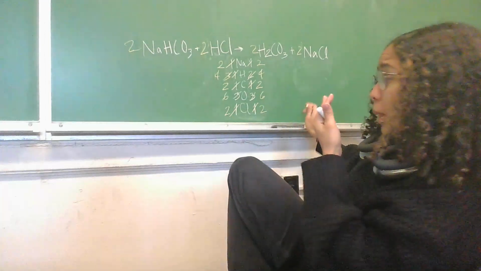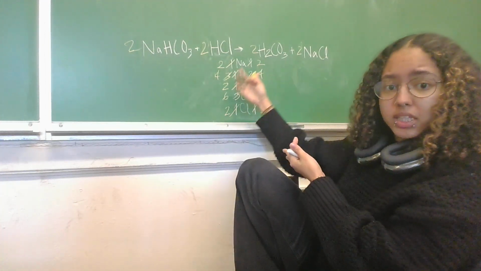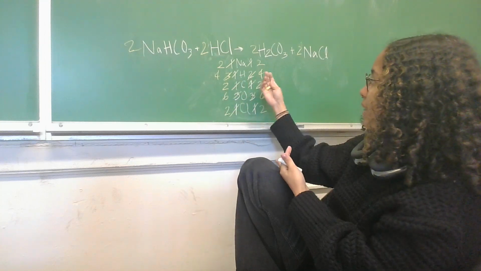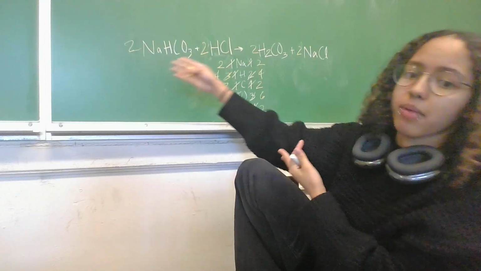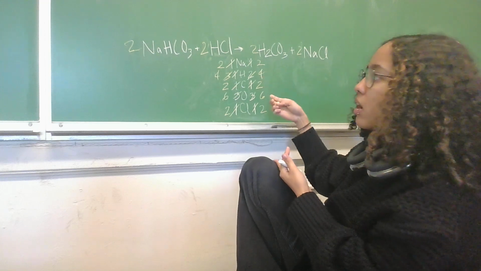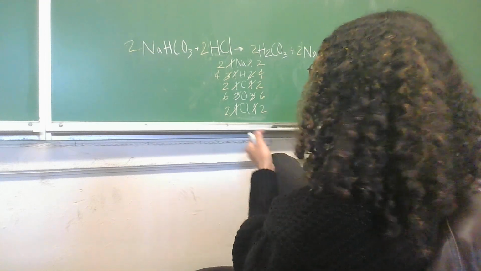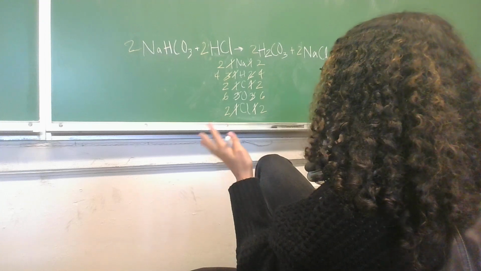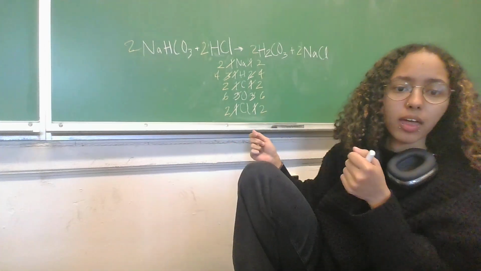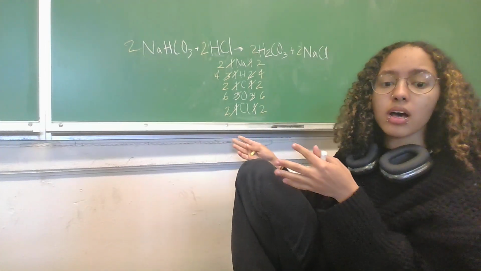And when I look at my table, it makes sense. Everything is balanced. This is the final balanced equation. All the coefficients summed up will equal 8. Okay, and that's basically how you do it.